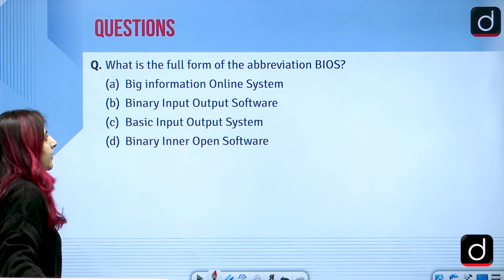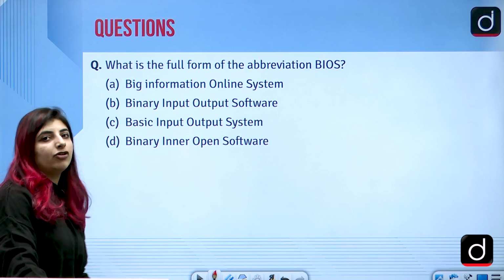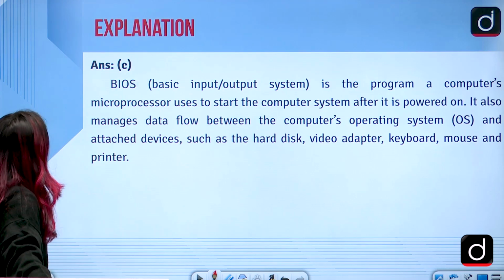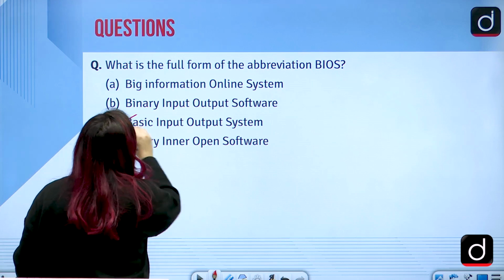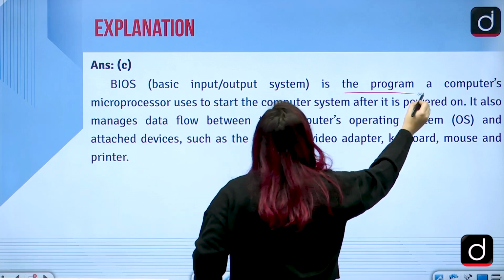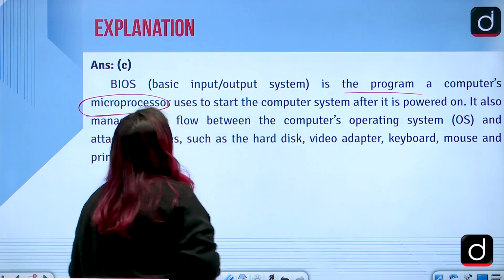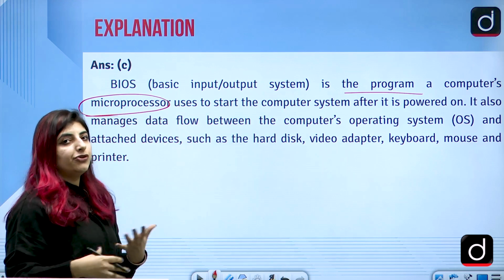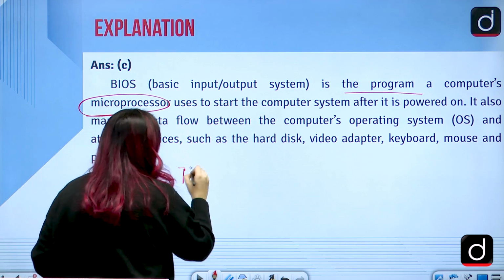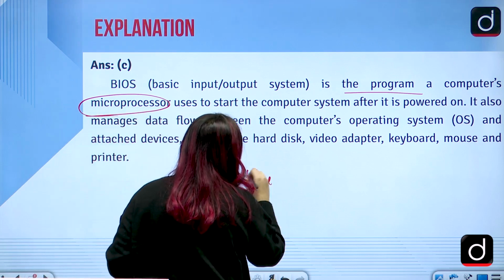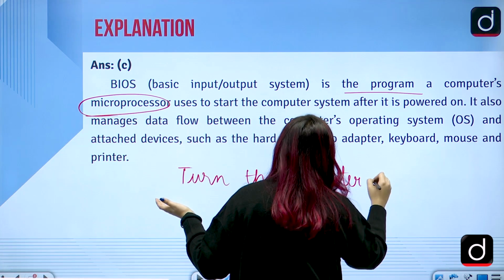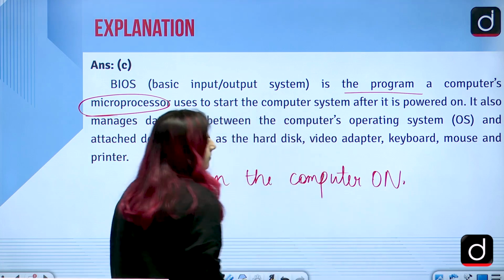Next question that we have here is the full form of the abbreviation BIOS. The answer here is option C, that is Basic Input Output System. As the name suggests, first of all, it is a program on a computer's microprocessor which is used to start the computer system after it is powered on. So when you turn the computer on, the BIOS will run, correct?